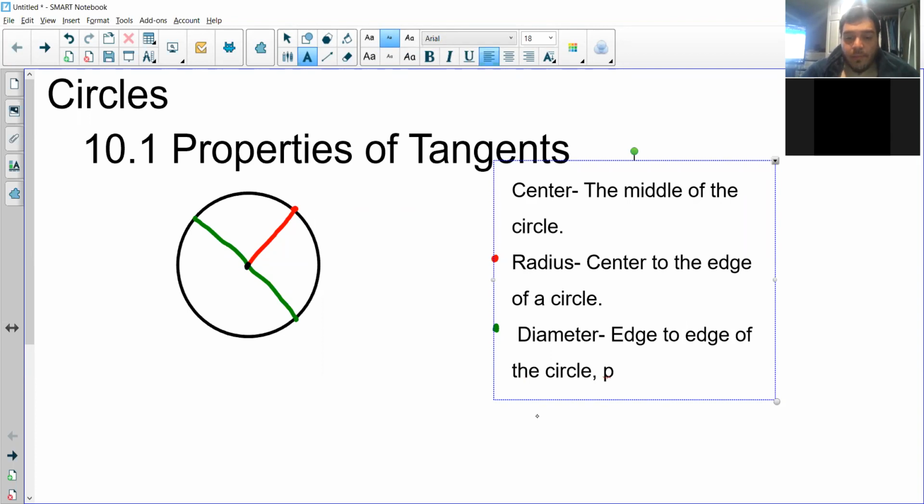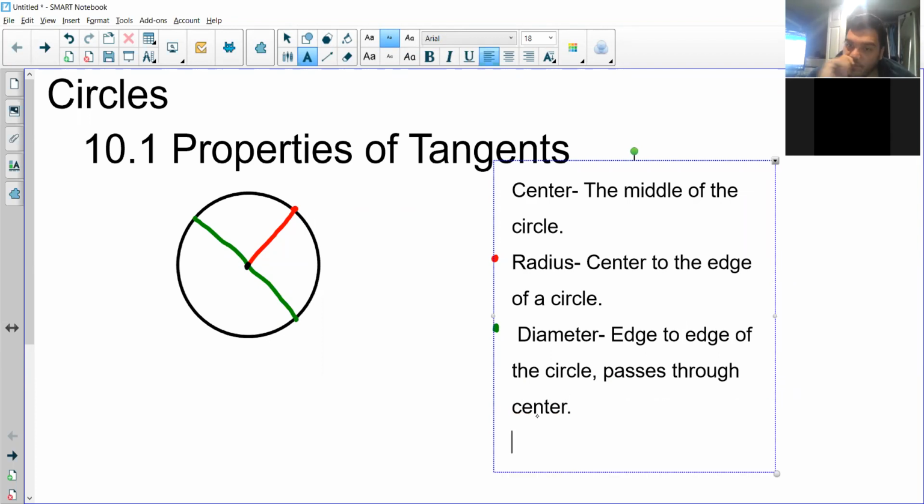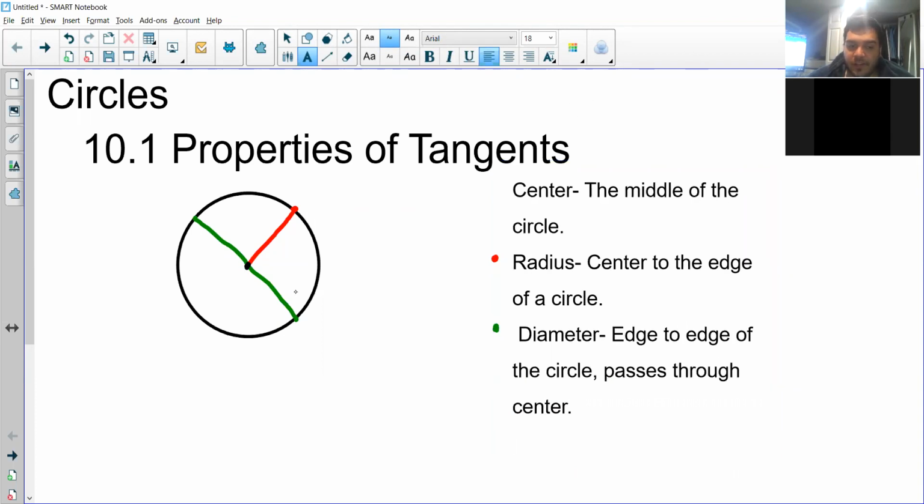Very important, it passes through the middle, or center, I should say. Edge to edge. So from one edge to the other, it passes through the center. It's supposed to be a straight line. Mine's a little wobbly, but these are all straight lines I'm talking about right now.